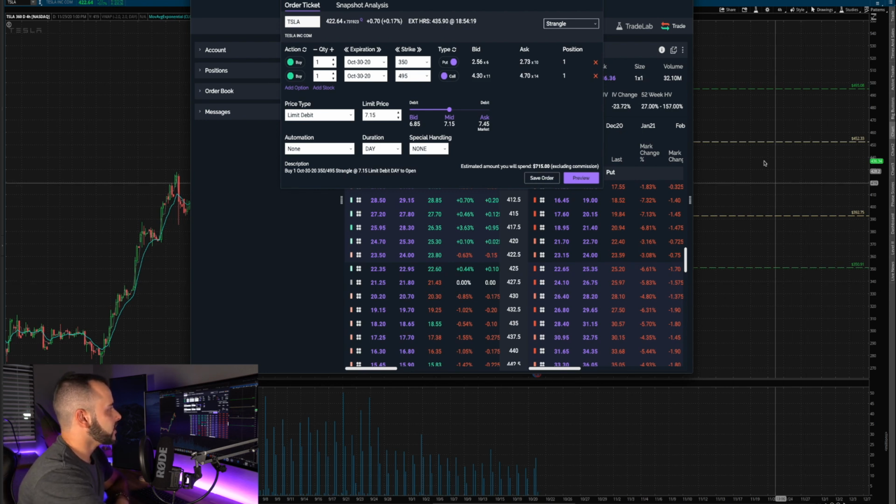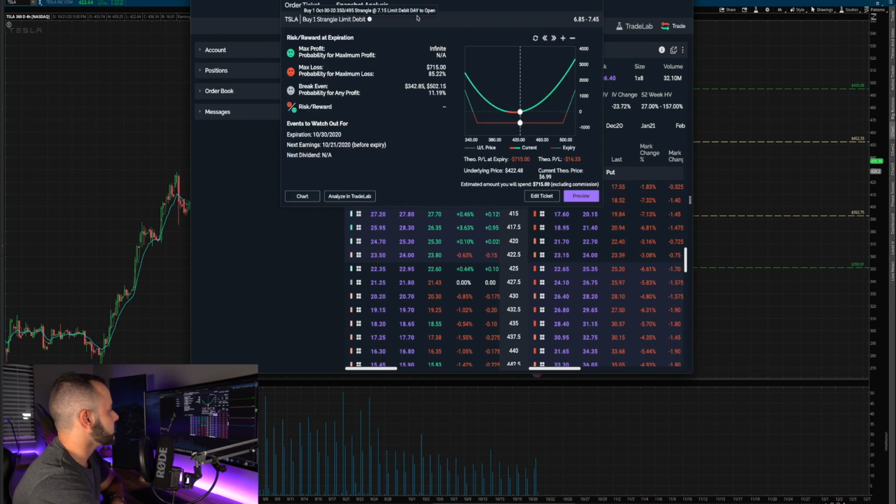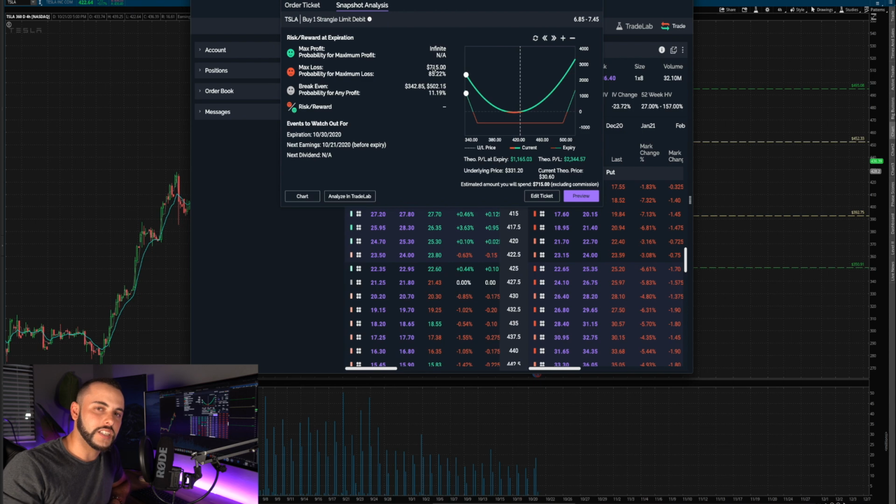So looking at this, if I pull up the snapshot analysis, when I bought these, my total debit was just around $685. Right now it's $715. So right now I'm green on the position, but the total loss, if you were to buy it right now, would be $715. This was a loss that I was willing to take for this trade, being that there's a limited downside and an infinite upside. You can see right here, infinite max profit. It was something that I was willing to take.